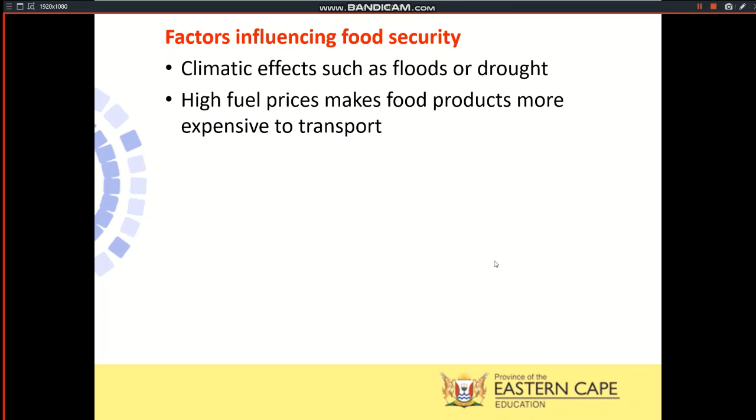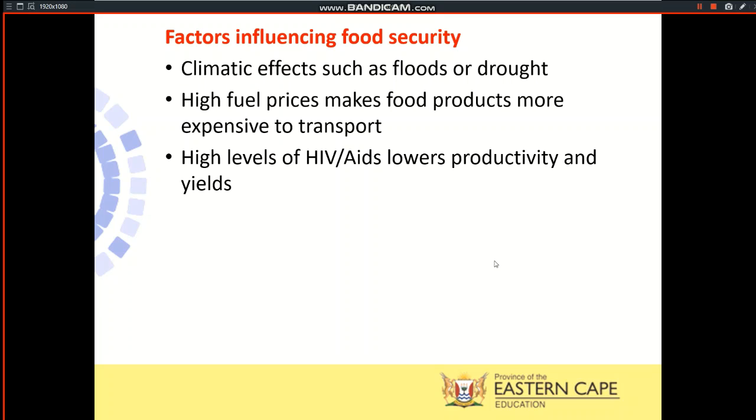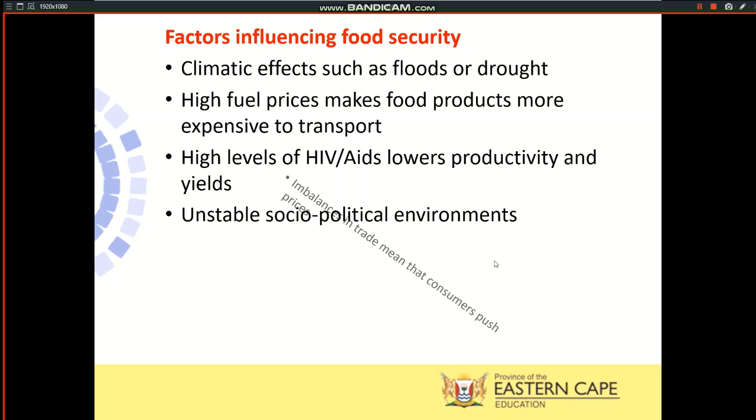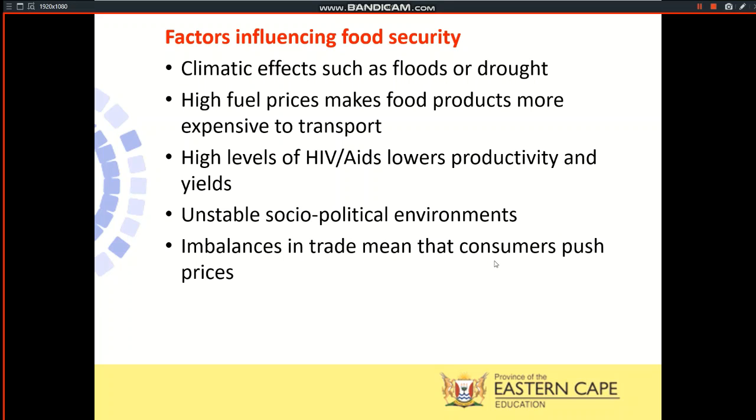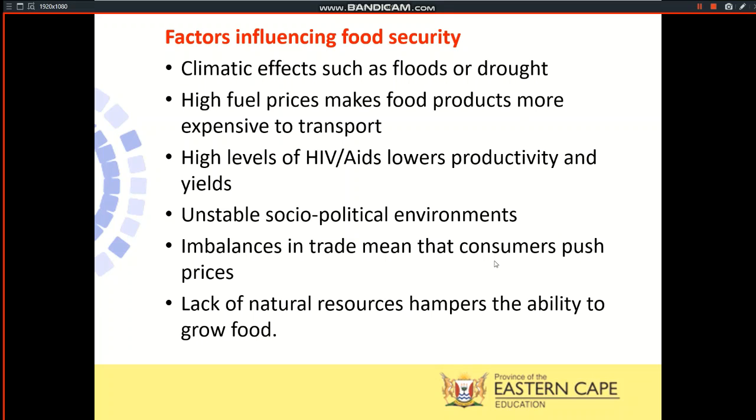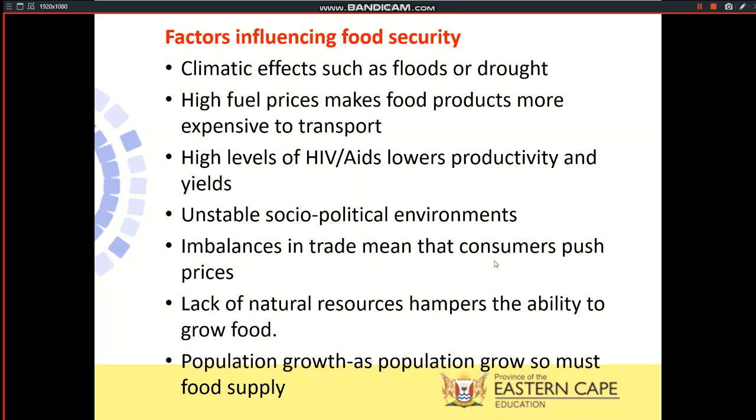High fuel prices make food products more expensive to transport. High levels of HIV/AIDS lower productivity and yields. Unstable socio-political environments threaten our food security. Imbalances in trade mean that consumers push prices. Lack of natural resources hampers the ability to grow food. Population growth: as population grows, so must food supply.